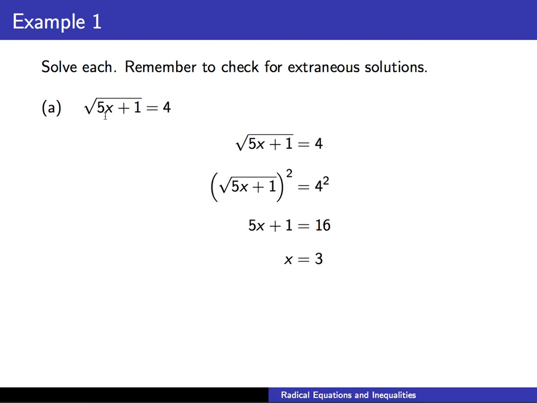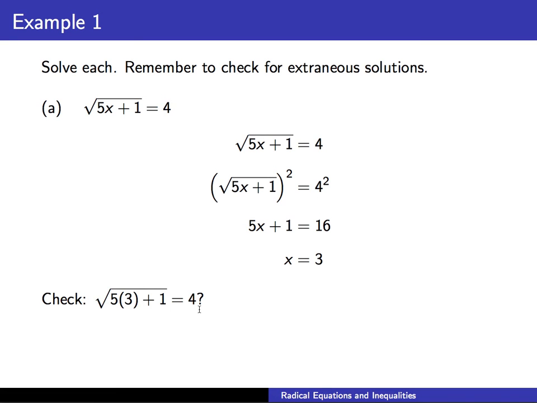Now, if we check that, we can plug it into the original problem and see, is the square root of 5 times 3 plus 1 equal to 4? Yeah, because we get the square root of 16, which equals 4. We could also graph the original problem, the square root of 5x plus 1, and then graph y equals 4, and see that they intersect at x equals 3.